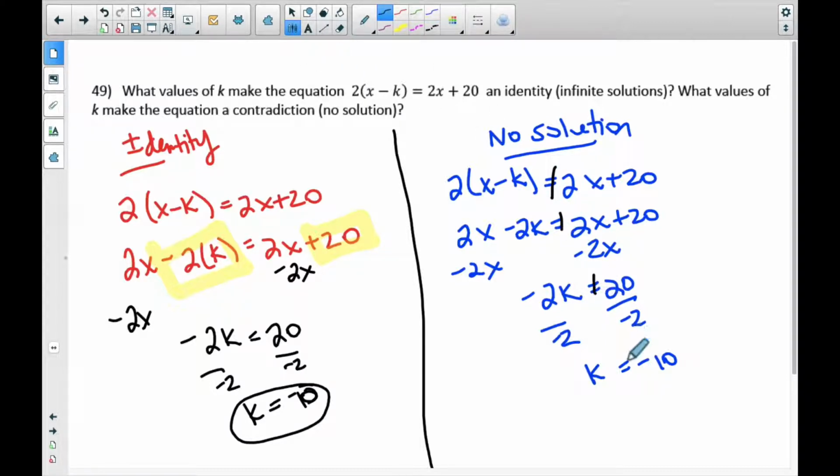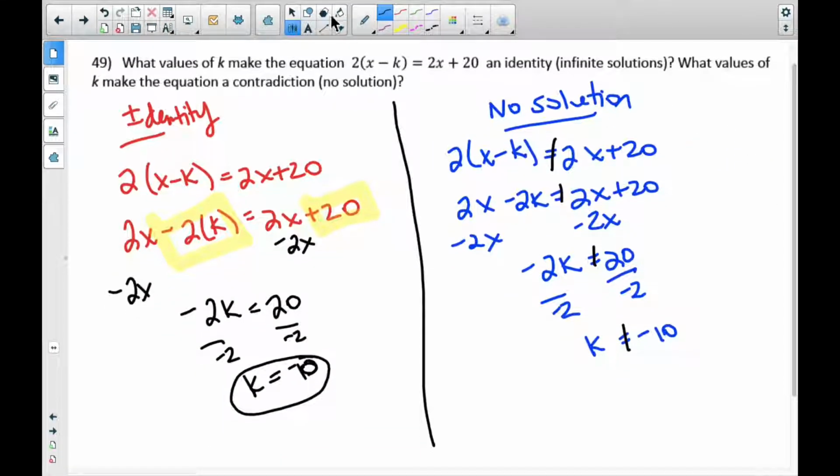So I can do that. I can just make an equation but make it not equals. So basically -10 makes it true. Anything that's not -10 is going to give it a no solution. Okay, let's try to think about that a little bit more before we close out this problem. Like, let's say 9. If I plugged in a 9, what would happen?